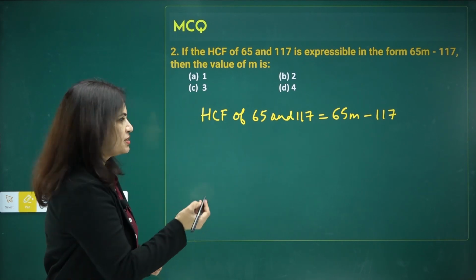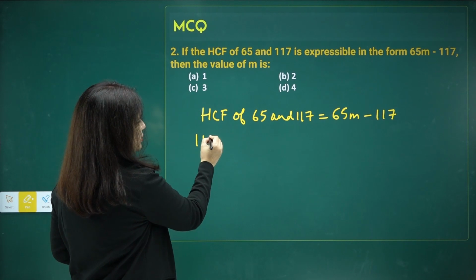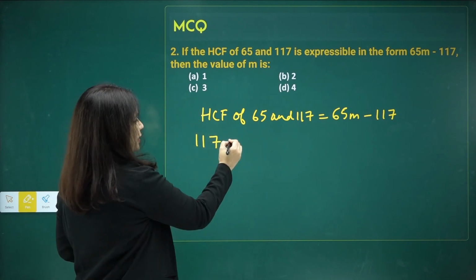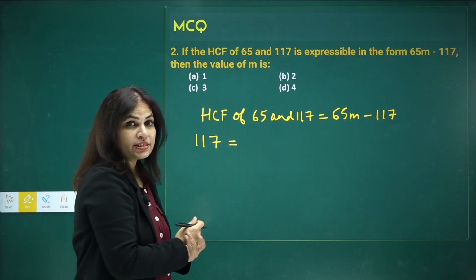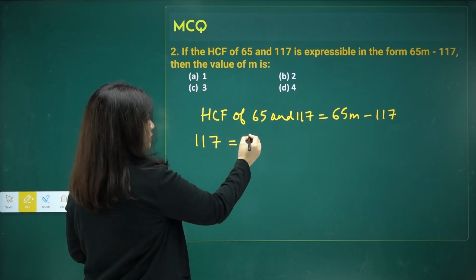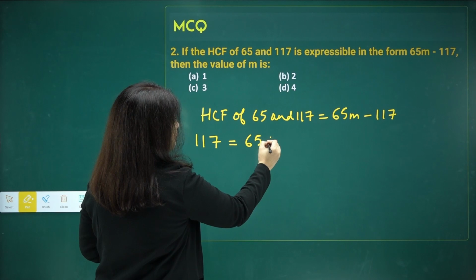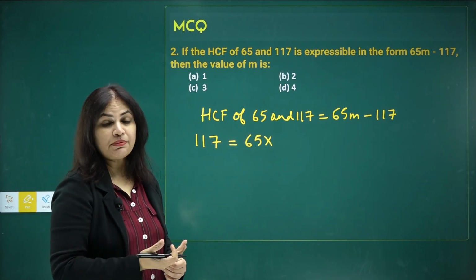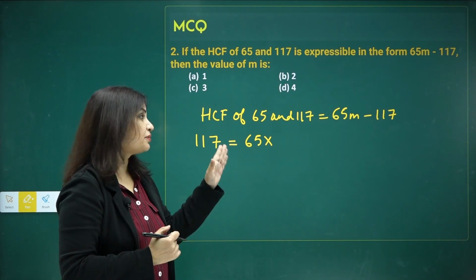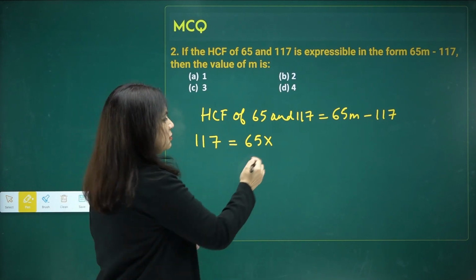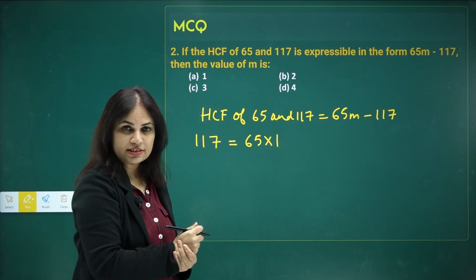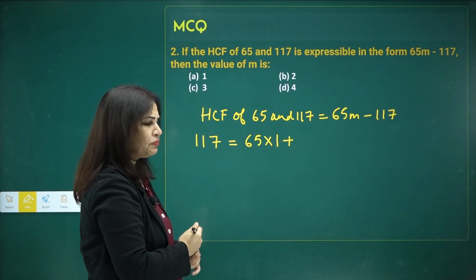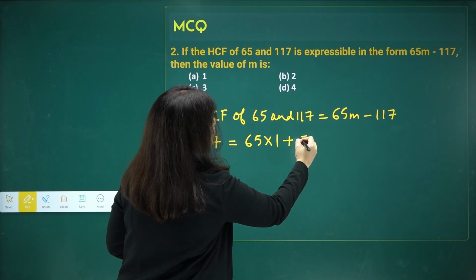What does it state? We start with factorizing the larger number 117. If I factorize it using 65 as one of its factors, it will be 65 into 2 or into 1. If I multiply 65 by 2, I'll get a number greater than 117. So it will be 65 into 1, 65, and the remainder will be 52.